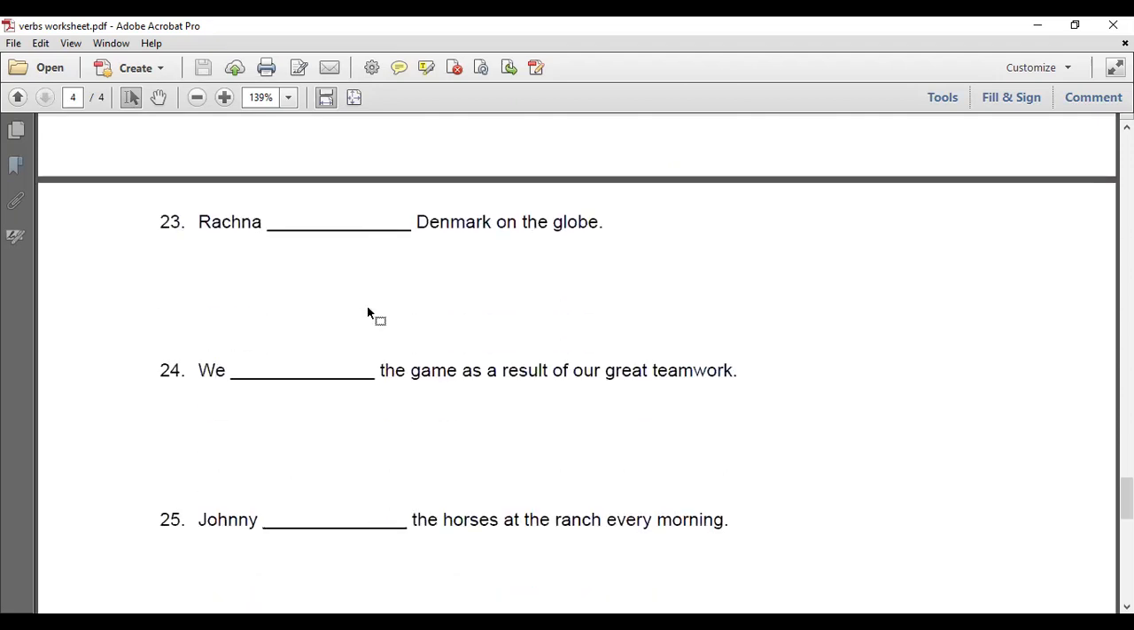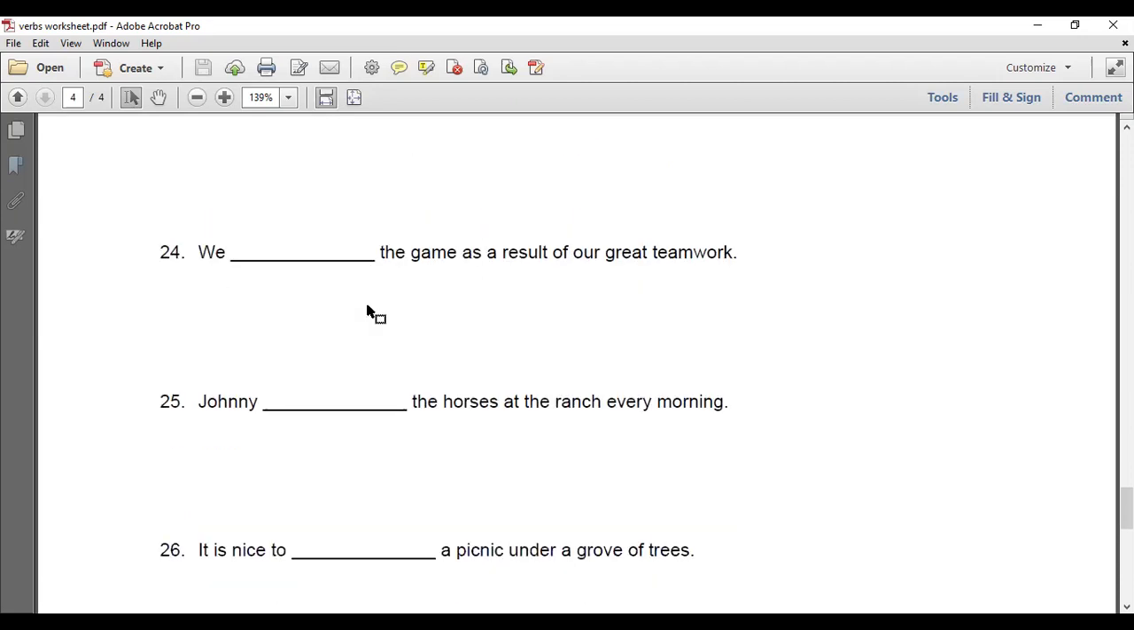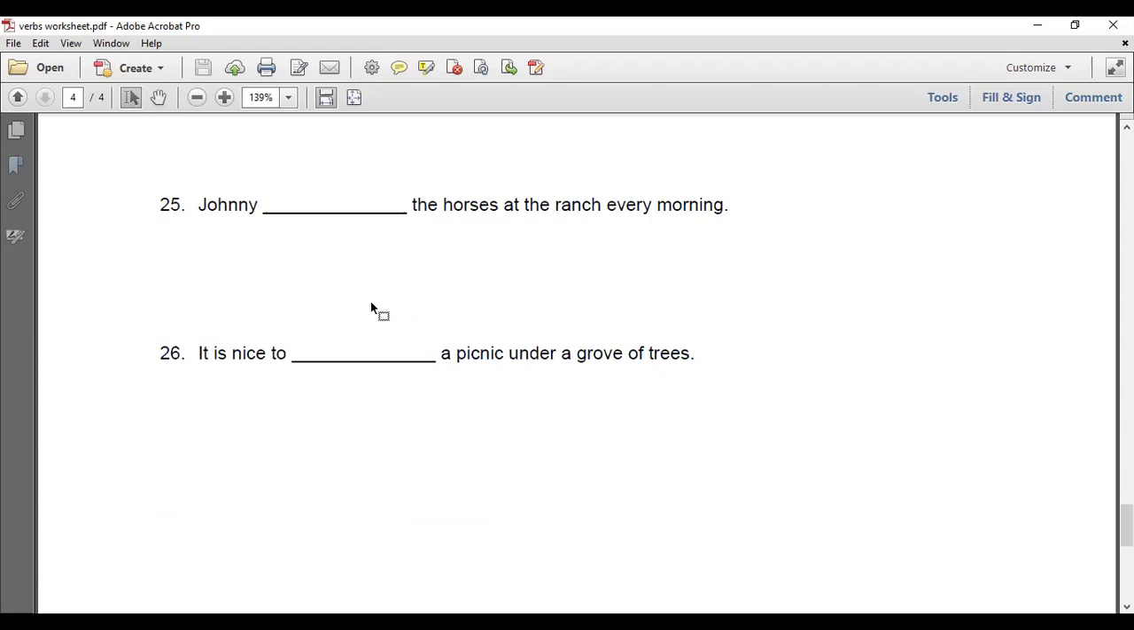23. Rachna dash Denmark on the globe. We dash the game as a result of our great teamwork. Johnny dashed the horses at the ranch every morning. It is nice to dash a picnic under a grove of trees.